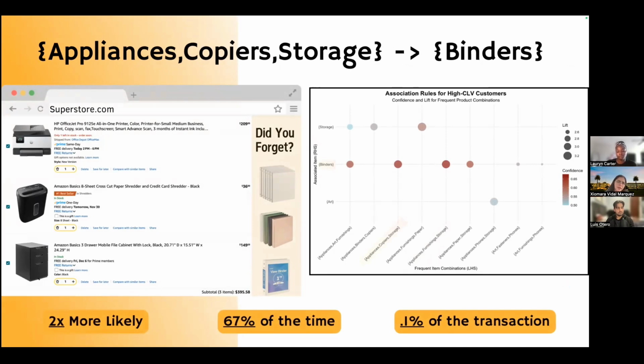And for the next slide, we found that customers are 2 times more likely to buy binders when purchasing appliances, copiers, and storage solutions compared to random purchases. Again, this showed up about 67% of the time where customers are buying binders when purchasing these other things. And this shows up in a smaller percent of our transactions, but it was very strong in these relationships. So we could leverage this by developing targeted marketing, something like a "do not forget" prompt at checkout.